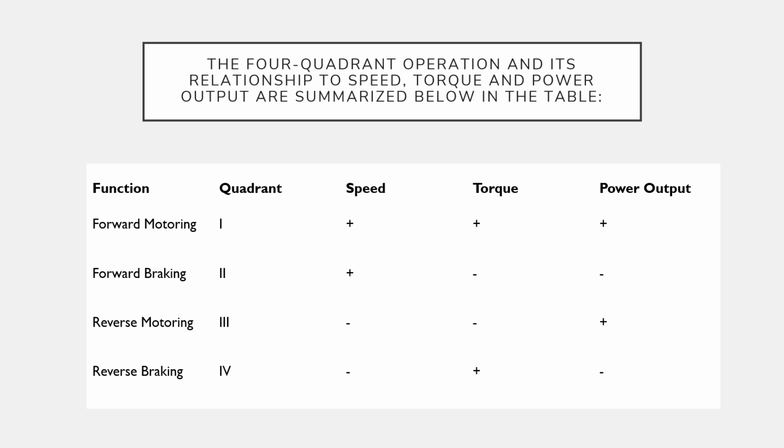In reverse motoring, the third quadrant, the speed is negative and the torque is negative, but the power output will be positive. And in reverse braking, the fourth quadrant, the speed is negative, the torque is positive, and the power output will be negative. So these are the relationships between the four quadrant operations, speed, torque and power.